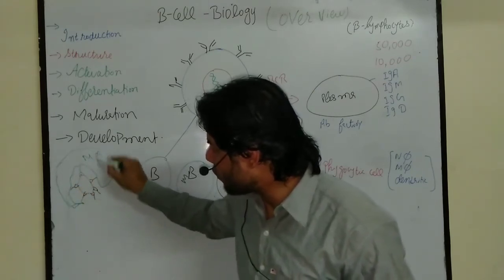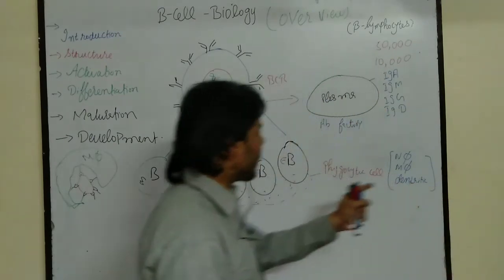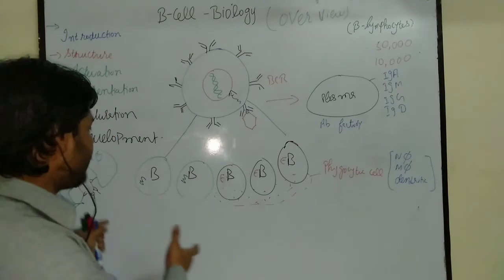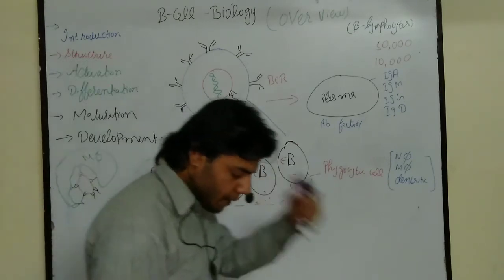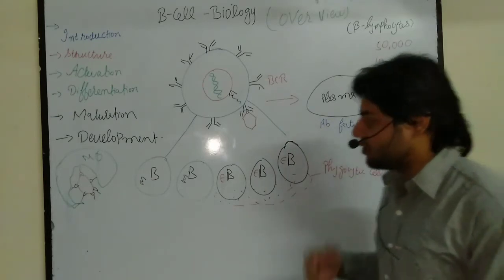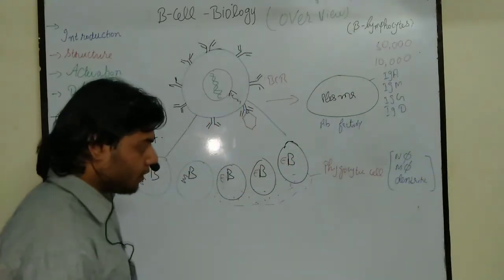Let's suppose this is a macrophage, it will easily engulf it. So this is how the B cell is activated, and then differentiated into memory B cell, effector B cell, and plasma cells. Then we have B cell development and maturation.